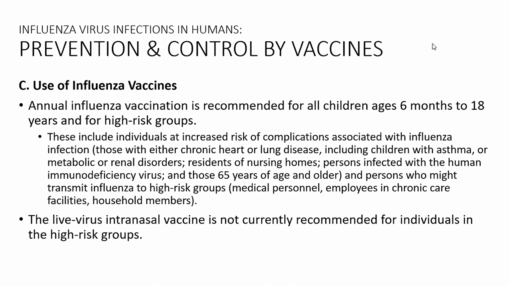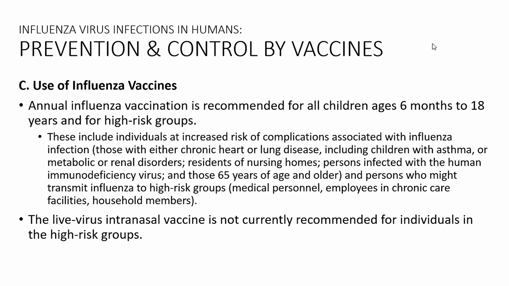Annual influenza vaccination is recommended for all children ages 6 months to 18 years and for high-risk groups. These include individuals at increased risk of complications associated with influenza infection, like those with chronic heart disease, those with asthma or metabolic or renal disorders, those in homes for the aged, persons infected with HIV, and those aged 65 years and older. And also, of course, those persons who take care of the high-risk groups.